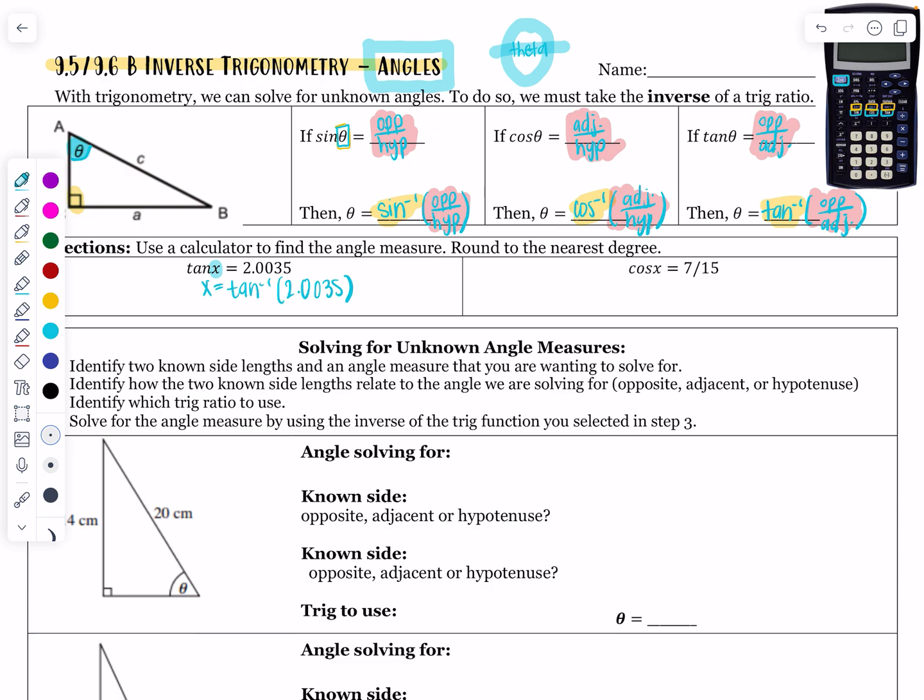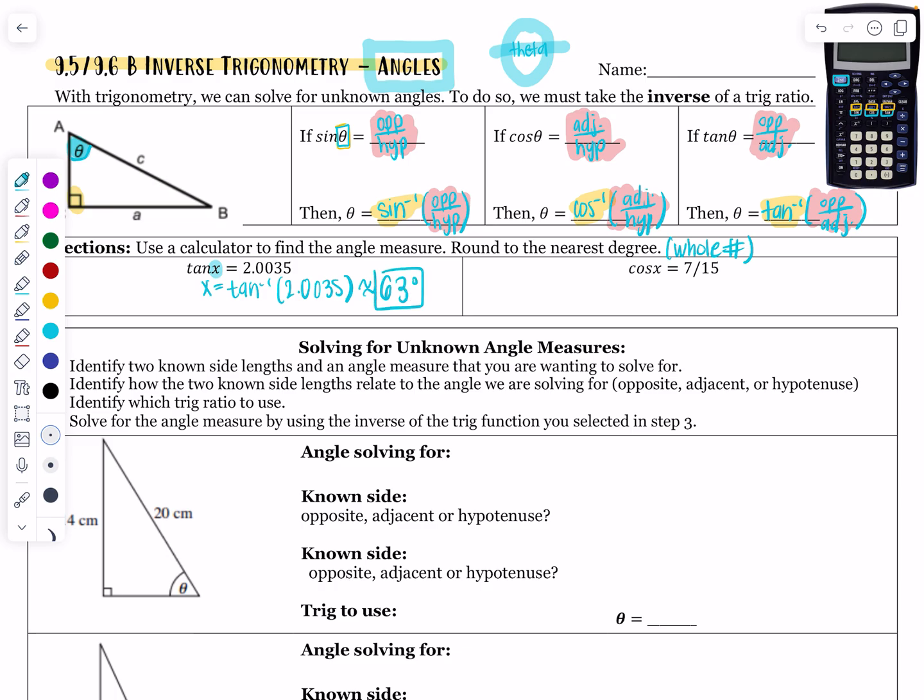On my calculator, I'm going to click second, tangent, so that second button and then TAN, 2.0035. And that is going to give us about 63.474. So what is that rounded to the nearest degree? They want it rounded to the nearest degree. Of course, the nearest degree means to the nearest whole number. That's just what they told us on this one. That is going to round to about 63 degrees.